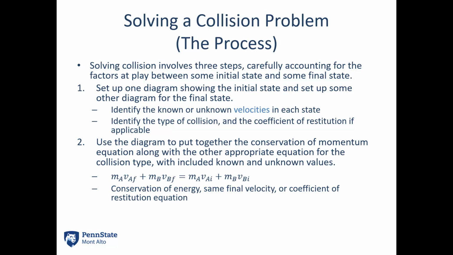Next, you want to use the diagram to put together the conservation of momentum equation along with the other appropriate equation for the collision type. The top equation here is our conservation of momentum. And either conservation of energy, the same final velocity, or our coefficient of restitution equation is going to be our second equation, depending on collision type. Once we have our equations, we're going to solve for the unknown quantities. We've got two equations, so we can solve for up to 2 unknowns in this case.